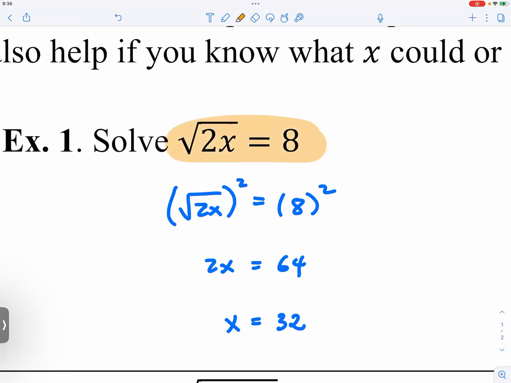Think about this. If the square root of something is equal to 8, what must this something be? This something must be equal to 64. So therefore, 2x is equal to 64. Instead of thinking about squaring both sides, you ask the question: the square root of something is 8, so that something must be 64. Instead of thinking about dividing both sides by 2, you think, hey, 2 times what is equal to 64? 2 times 32 is equal to 64.